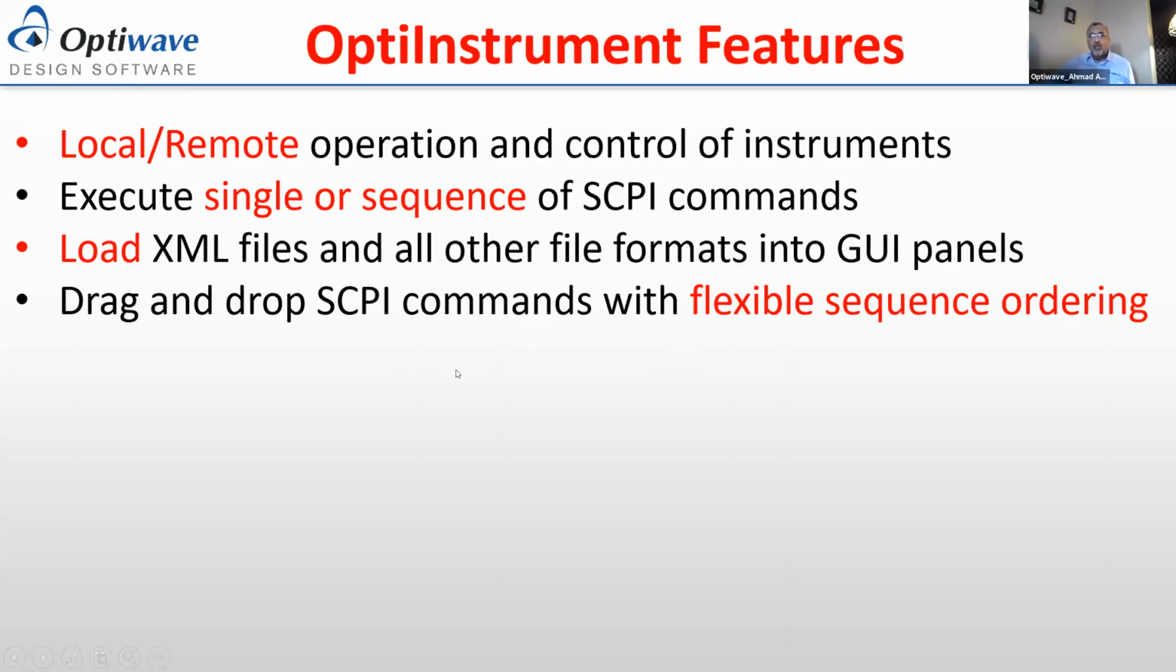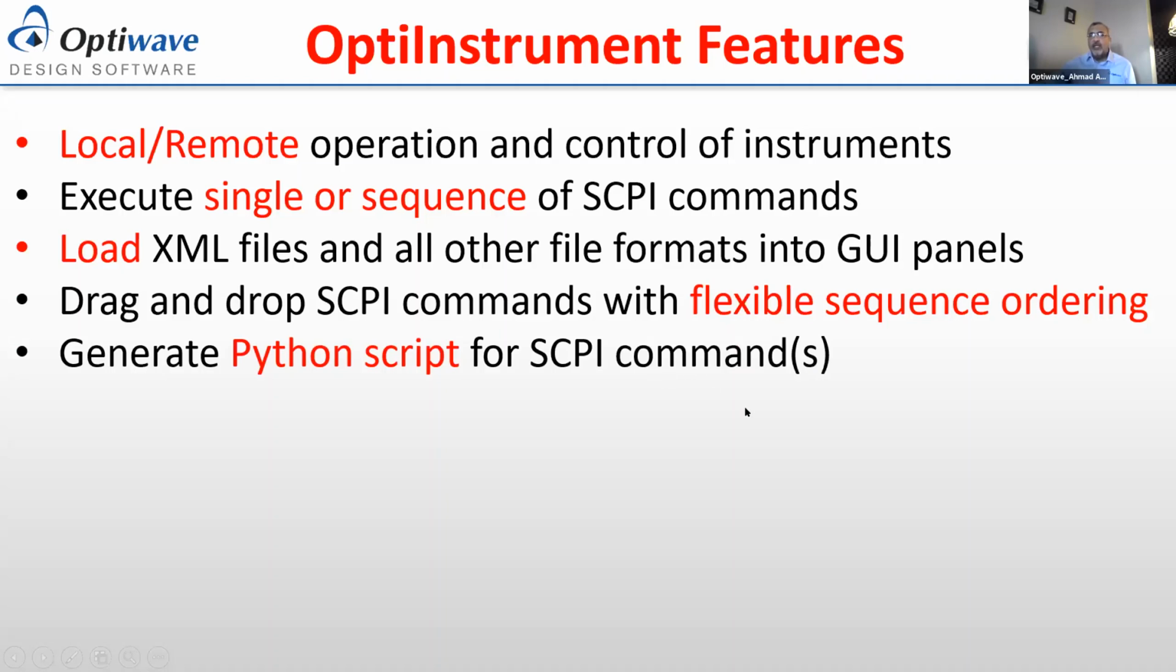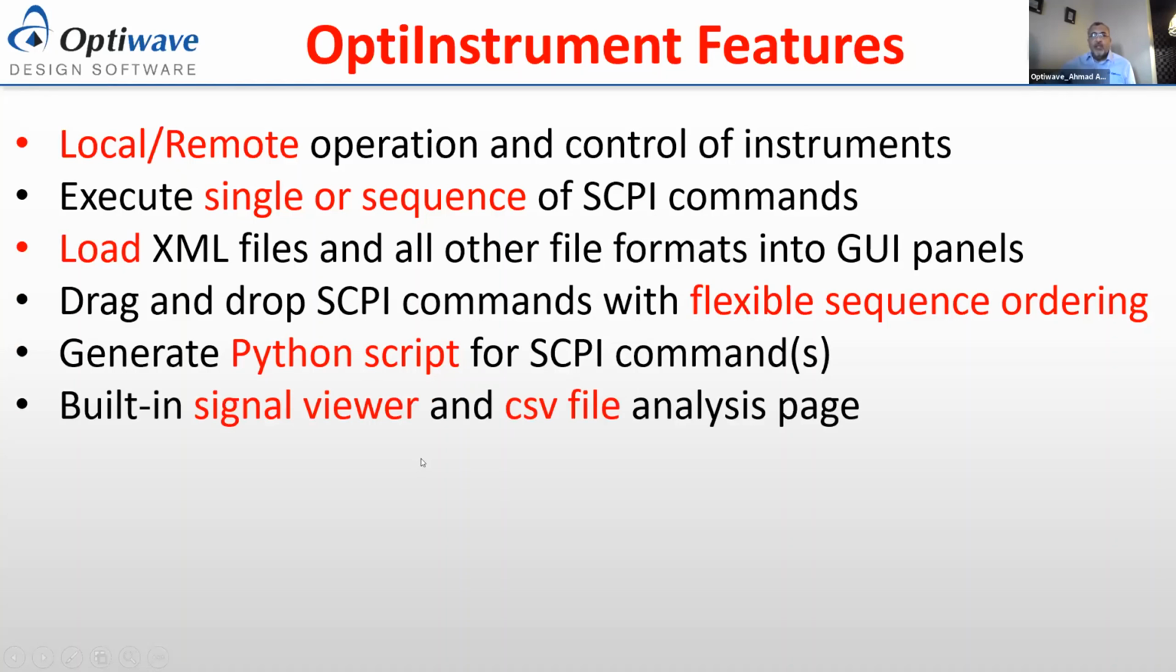Now you can drag and drop the SCPI commands in the sequence, and then you can arrange them up and down. And also you can generate a Python script for this sequence of commands, and you can run this Python script externally from the command prompt, or you can run it from a built-in Python editor window, which is in the GUI.